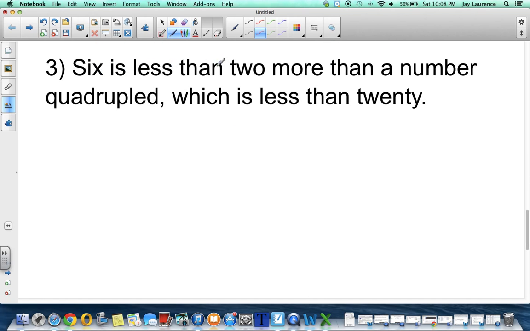6 is less than 2 more than a number quadrupled. Well, 2 more would be plus 2. A number quadrupled would be 4 times the number. Quadrupled, you got doubled, tripled, quadrupled, quintupled. Okay, 2, 3, 4, 5. So we have 4n plus 2, which is less than 20. Oh, there we go. We've got 6 is less than 2 more than a number quadrupled, which is less than 20. There you go. Let's see if we can find the range of numbers.